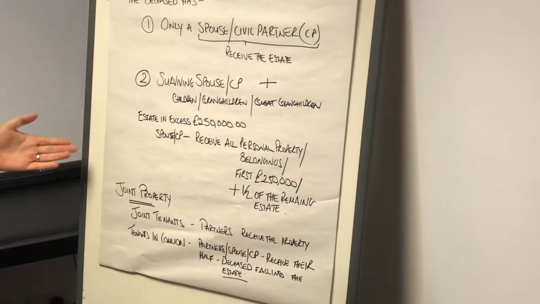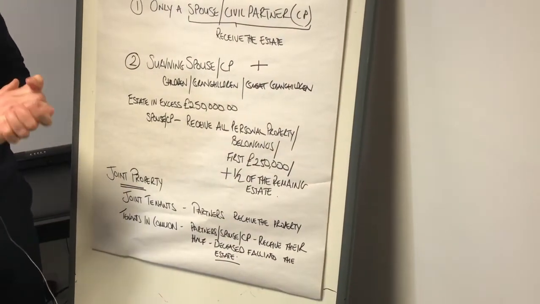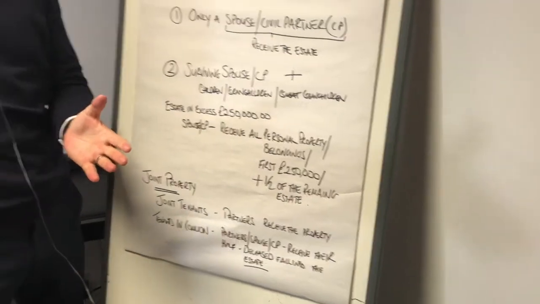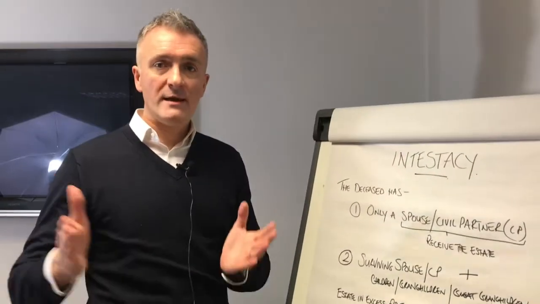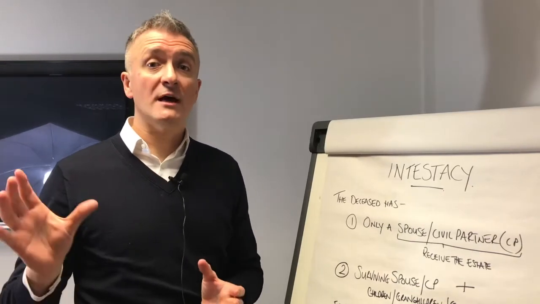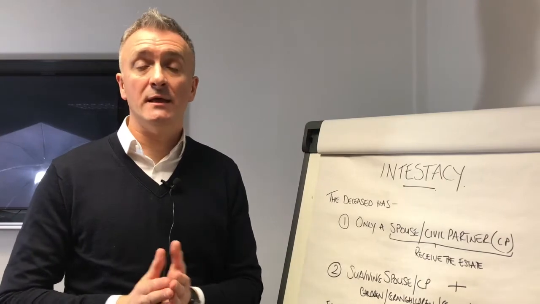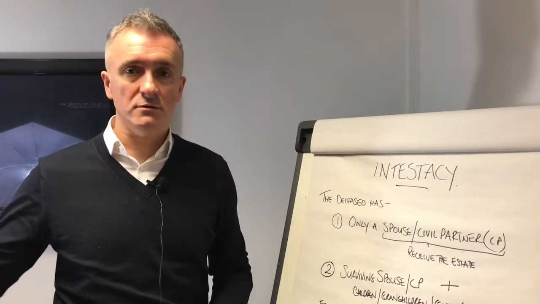Which means, as an example, if you had an estate worth £350,000, the first £250,000 goes to the deceased's spouse or civil partner. Of the remaining £100,000, the civil partner or spouse is entitled to £50,000, which is half of that £100,000, and the remaining £50,000 is then split equally among the surviving children, grandchildren, great-grandchildren.